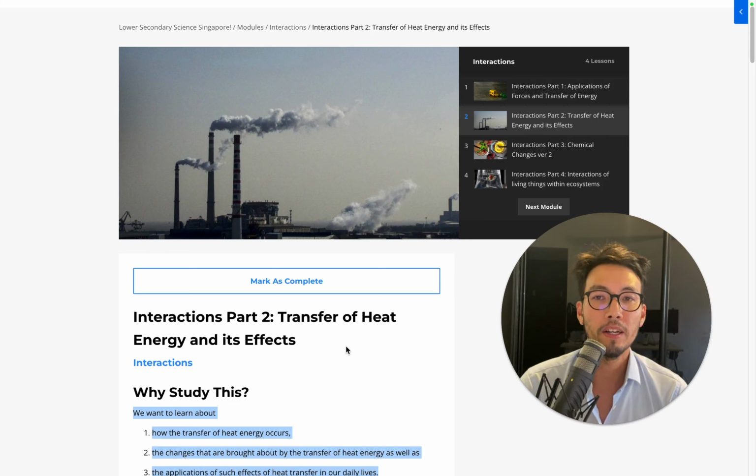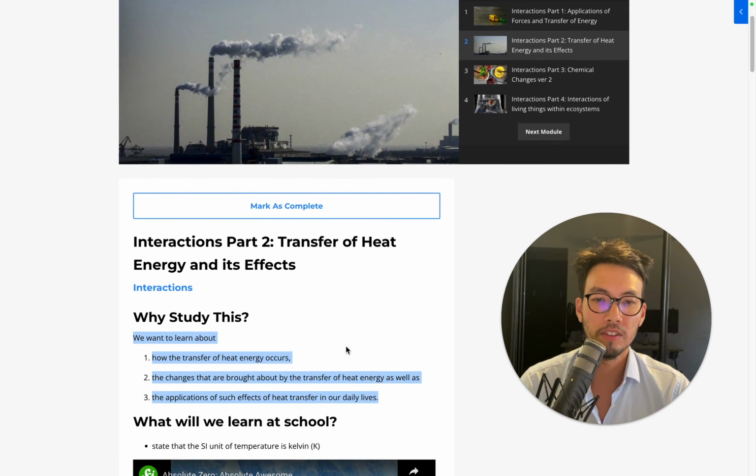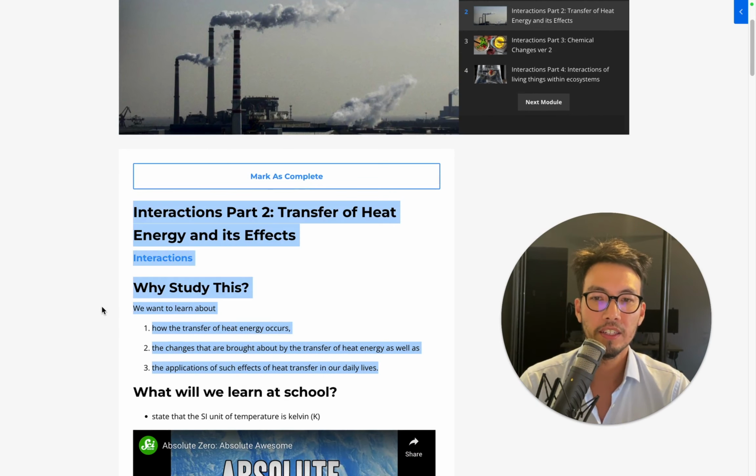We're now at part 2 of interactions. The chapter is titled The Transfer of Heat Energy and Its Effects. So why should we study this? I've highlighted here the official reason according to the syllabus.